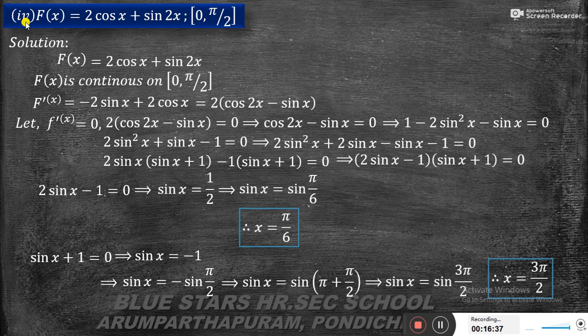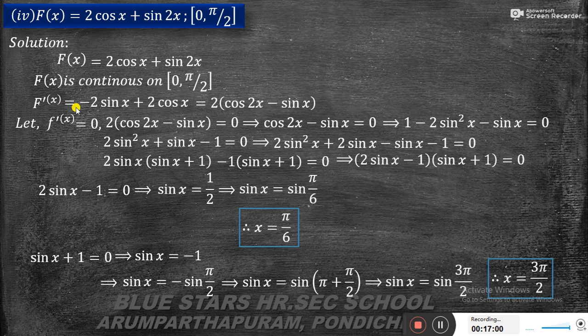So next, fourth subdivision, f of x equal to 2 cos x plus sin 2x in the interval 0, pi by 2. Here small f of x only is given, therefore small f of x equal to 2 cos x plus sin 2x. So small f of x is continuous on 0, pi by 2. Now I find the first derivative.